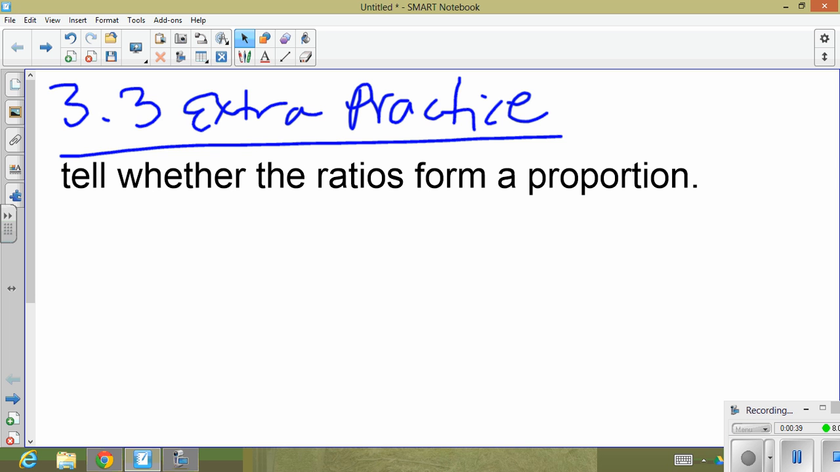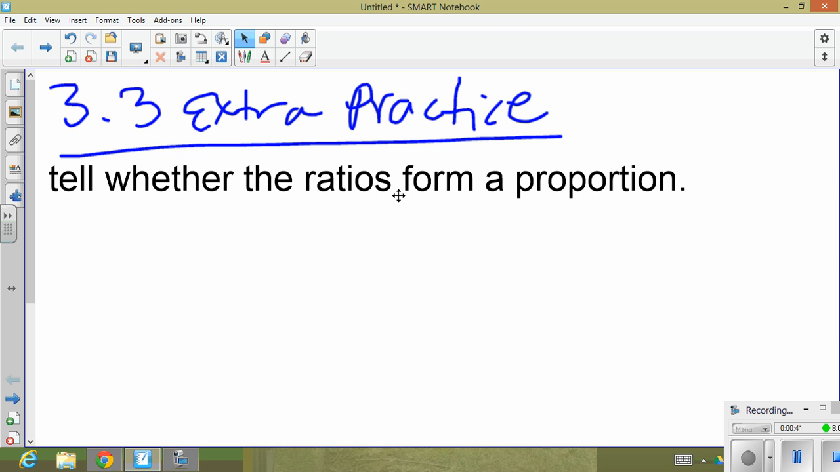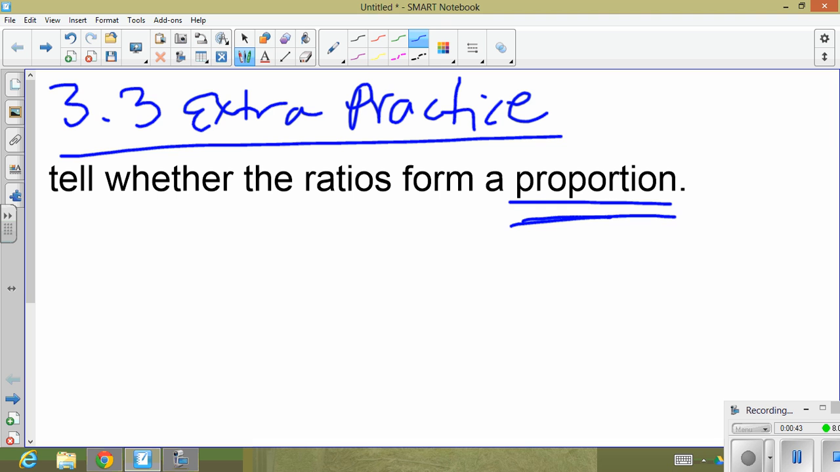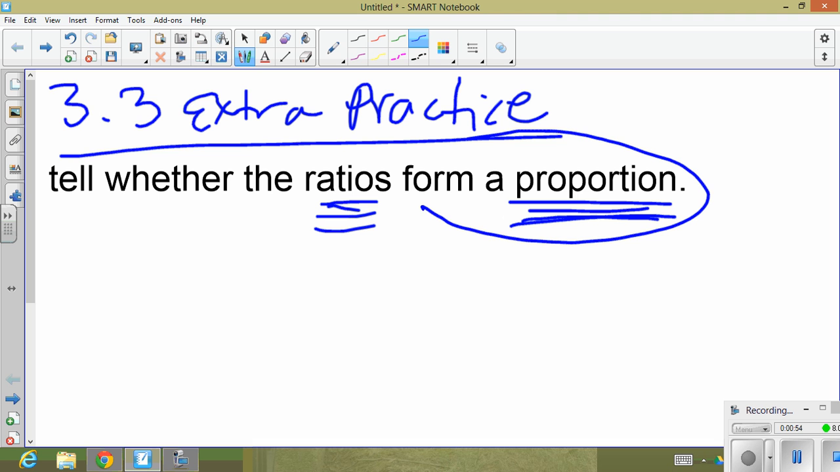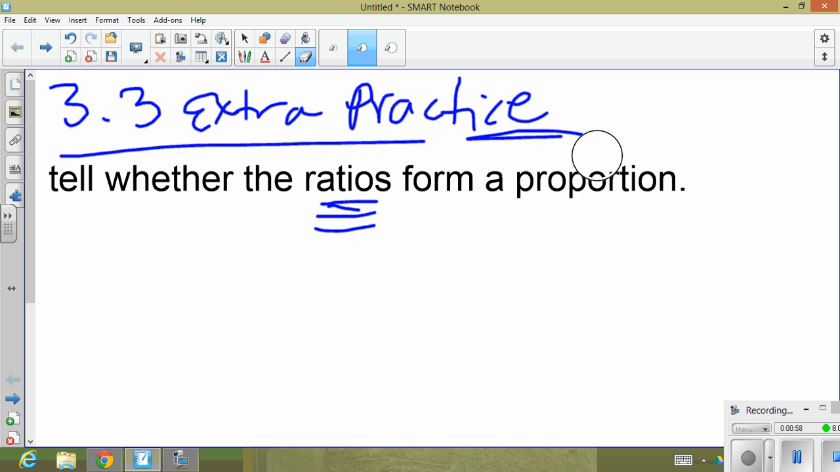I'm not sure if we've defined the word proportion completely, so just a quick review. Proportion means taking the two ratios and asking, are they equal to each other? So telling whether the two ratios, the two fractions, form a proportion simply means, do they form equal fractions? Okay, so here's example number 1.